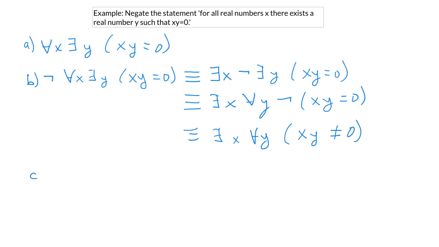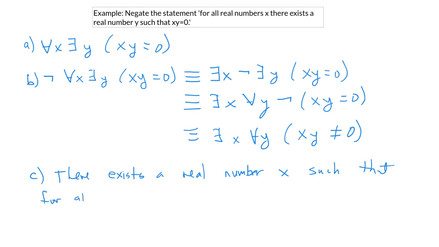And then for the third part, I'm just going to translate this negation back into English. So this is saying there exists a real number x such that for all real numbers y, x times y is not equal to 0. And so that's how you negate those.